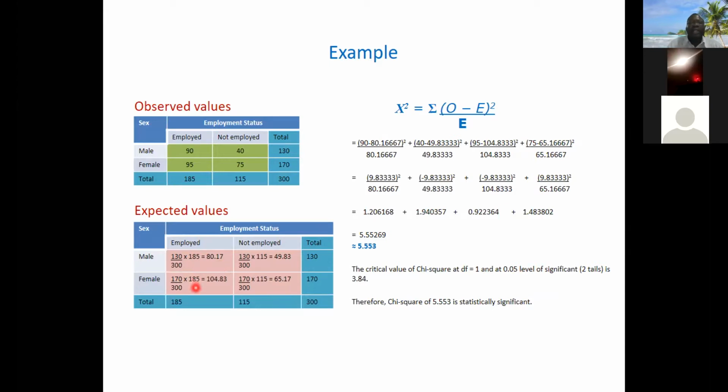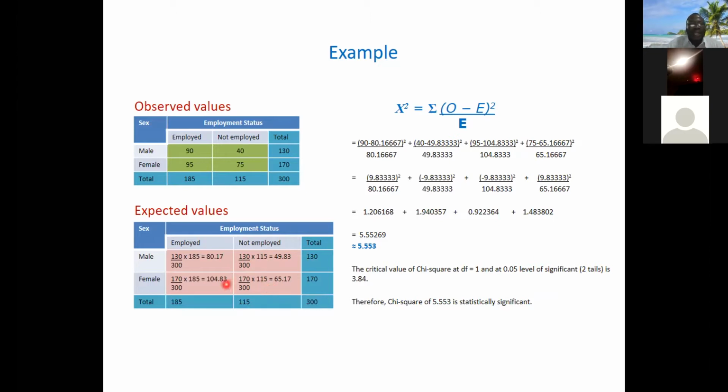For the female, because female contribute 170 to the total, the number that should be employed is 170 over 300 times 185 that are employed. It gives you 105. So we expect 105 female and 80 male to be employed. You do the same thing for the 115 that are not employed: male is 130 over 300 times 115, which gives us 50, while for female it gives us 65.